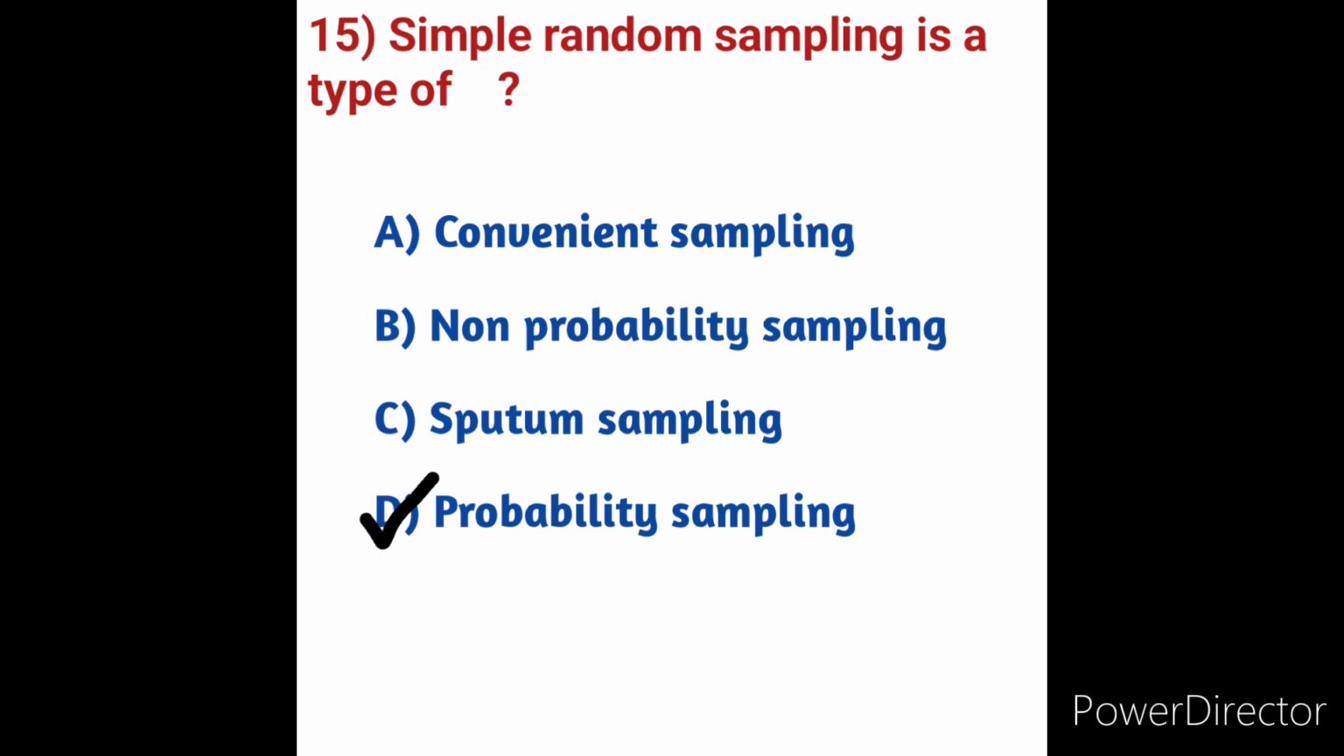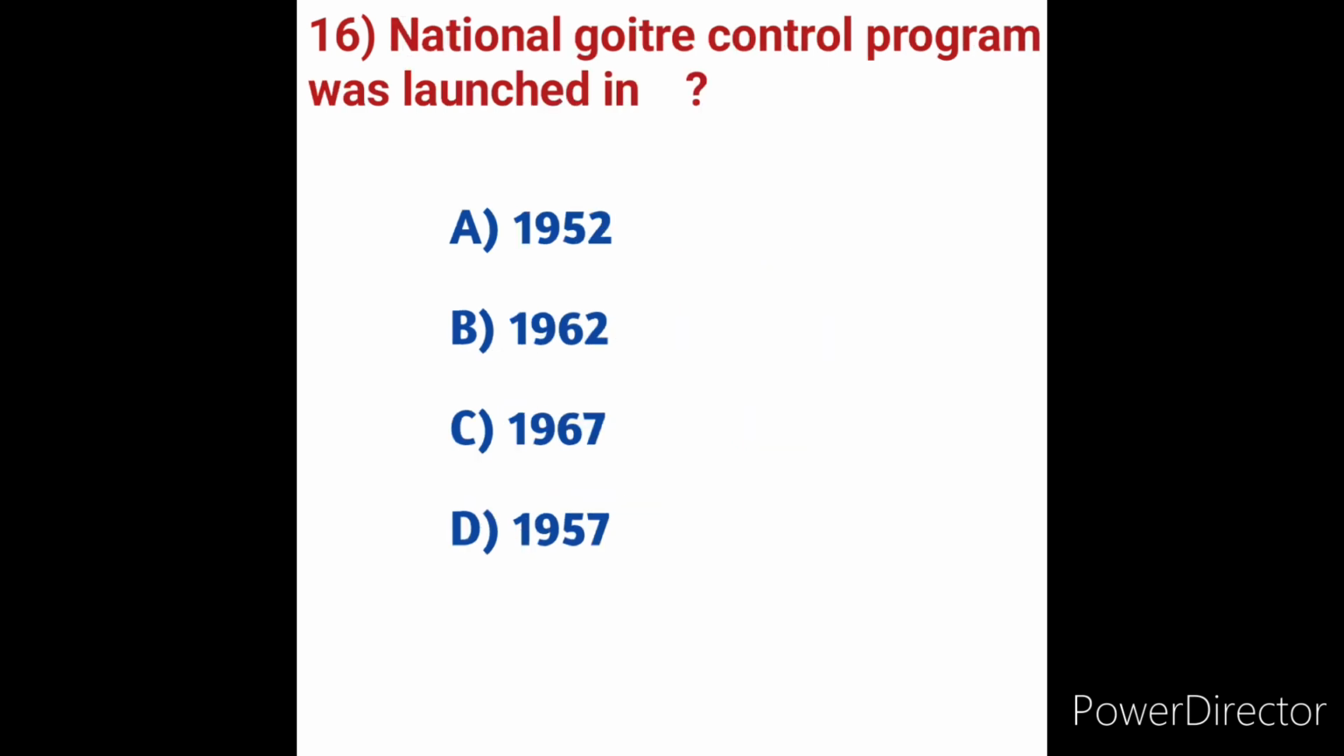Next we will move on to question number 16. The National Goitre Control Program was launched in the year? We will see the options. Option A 1952, option B 1962, option C 1967 and option D 1957.